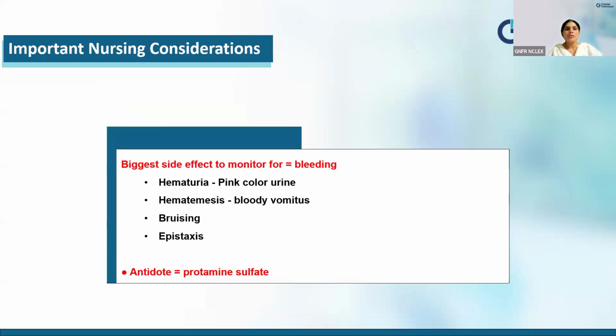Important nursing considerations: the biggest side effects to monitor for are bleeding, hematuria, like a pink color or blood in urine, hemoptysis, like blood in vomit, bruising, or epistaxis, right? So the antidote will be protamine sulfate. We know that the antidote of heparin is protamine sulfate. Very good.